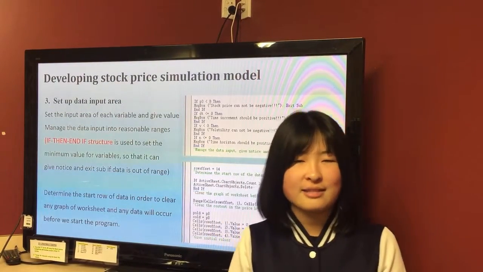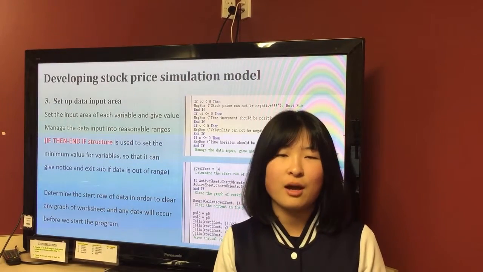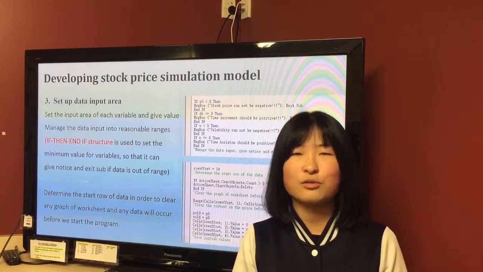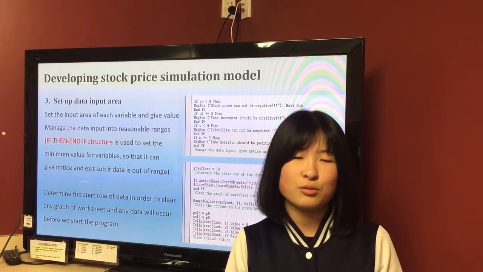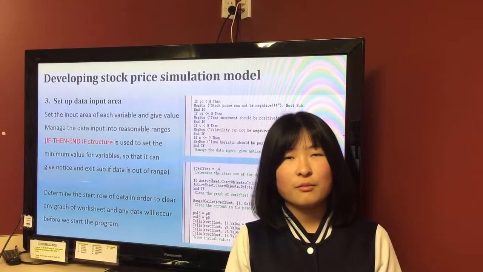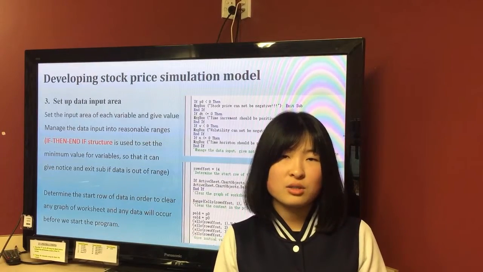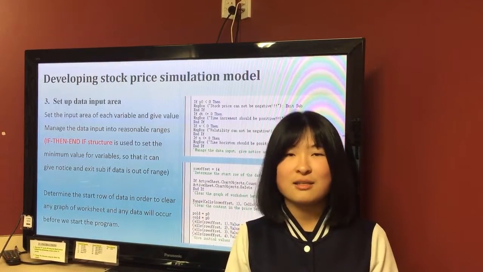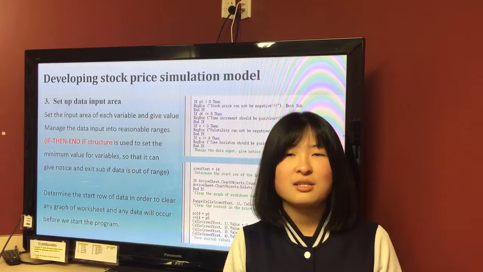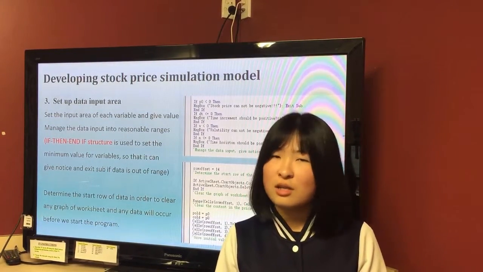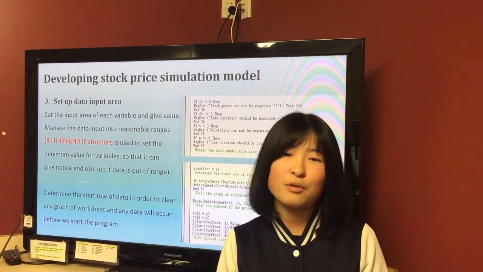Then we can set up a data input area. So first we set up the input area of each variable and give a value to each of them. And then we want to manage the data input into a reasonable range. If the variables the user inputs are out of reasonable range, we want Excel to automatically present a message box for alarming or stopping the operation, because technically all the variables should not be negative in order to get a meaningful result.